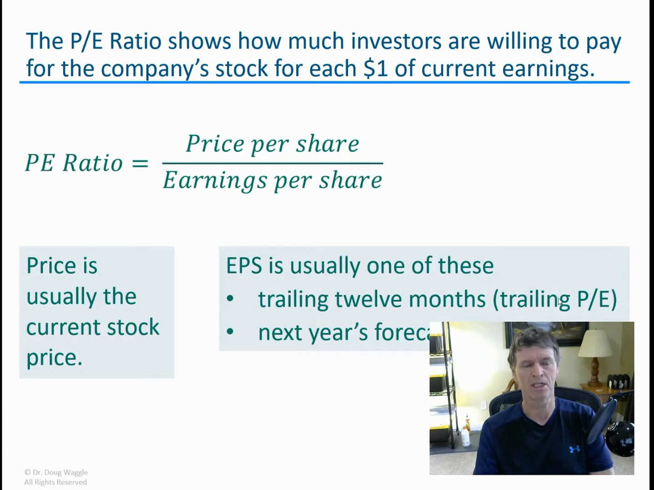The earnings per share is most commonly the last 12 months. I think that's the most common way of doing it. That's known as a trailing PE. So we're looking at historical earnings. Now, some analysts say what's more relevant is where earnings will be next year. That's the forward PE ratio. So that's using a forecast of next year's earnings.